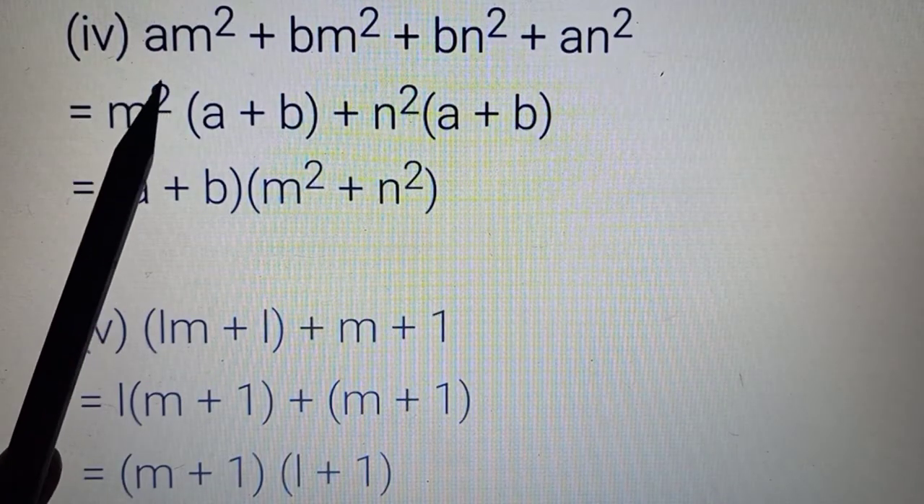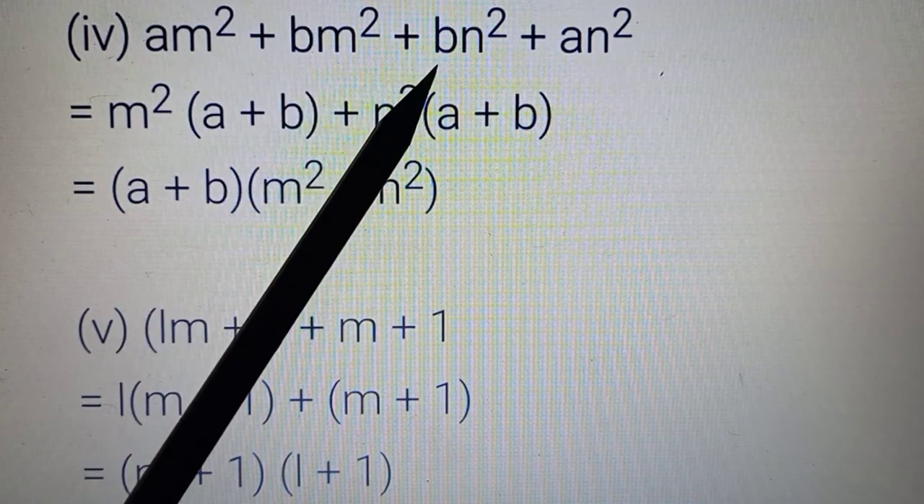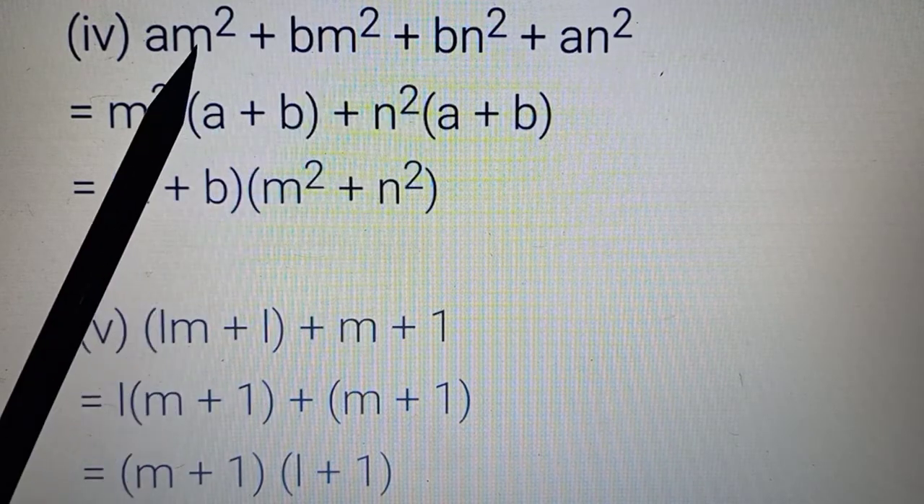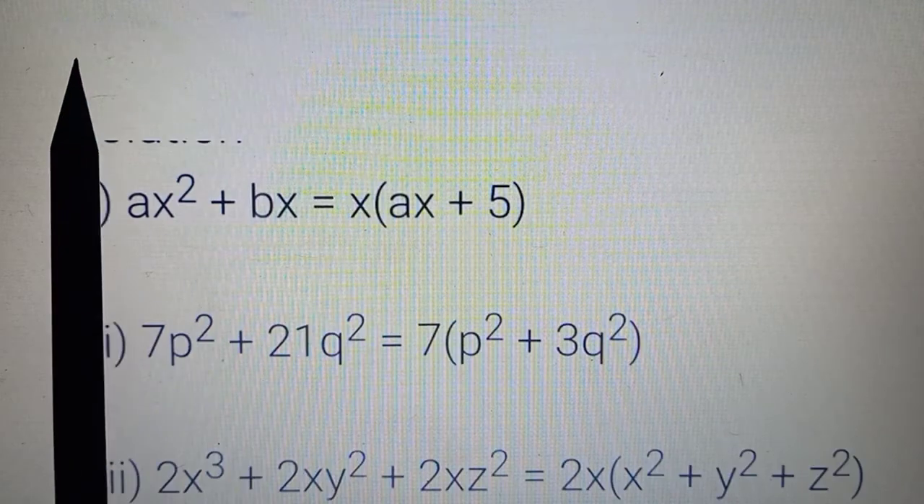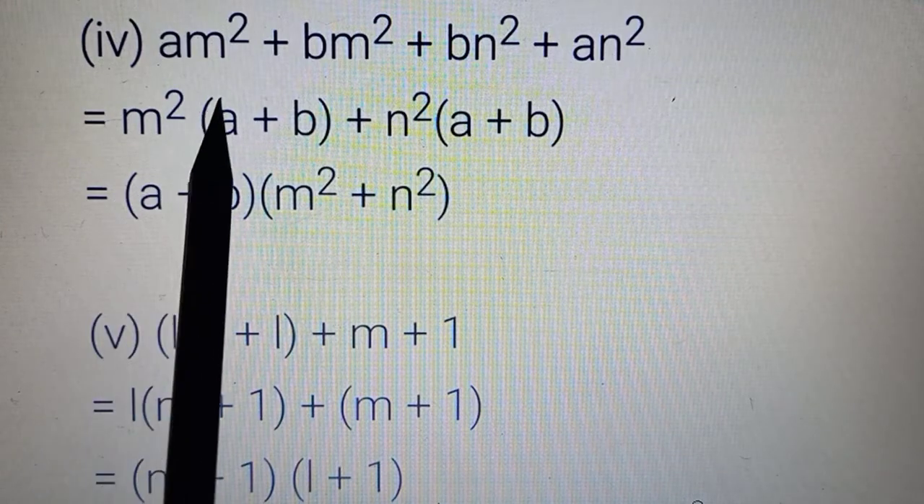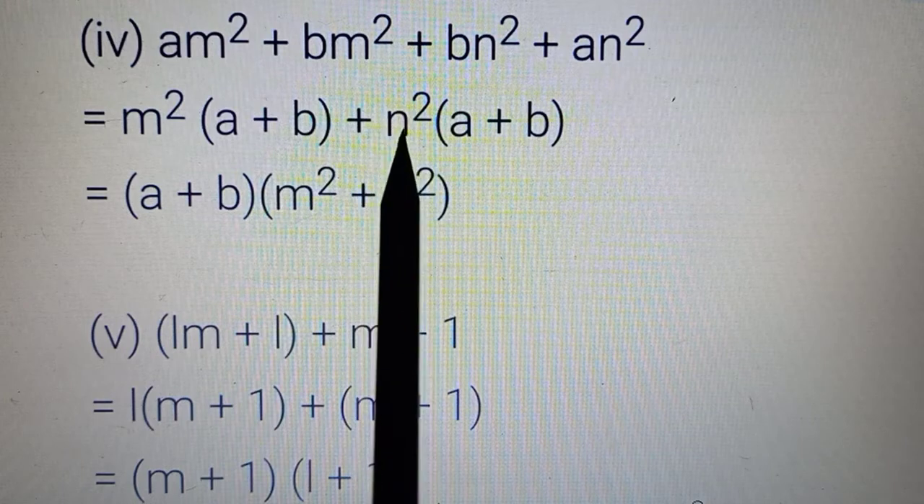Okay. So now in this, nothing is coming common. We have a here. We do not have a in these two terms. A is here. We have b in these two terms. We have m square in these two, n square in these two. So there is no term which is present in all the four terms, but okay, sorry for that. So now continuing, from the first two we will take m square common, and from the other two again we have n square common.